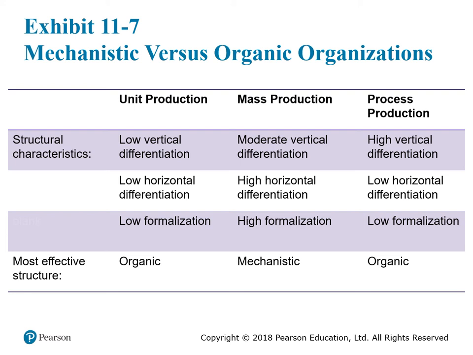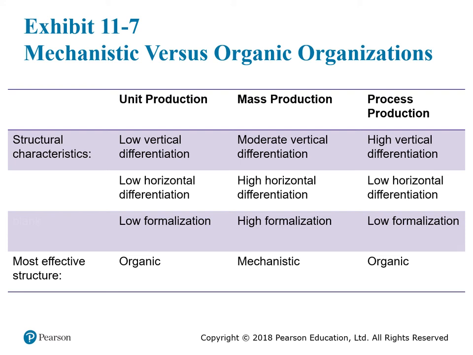What did we mean by differentiation? Horizontal, backward, and forward, and so on. Because of such characteristics, it's probably a better idea to go with an organic structure, because this will be supportive of your production. It would be more effective this way.